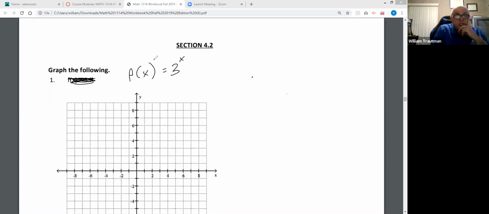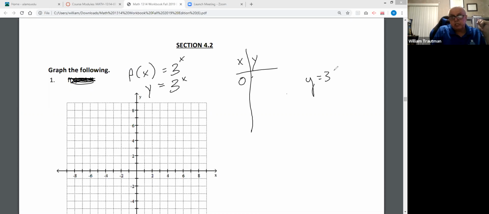The way to do this, don't forget, f of x is another way of writing y. So I just want to put some points in, x and y. So if x is 0, y equals 3 to the 0 power.